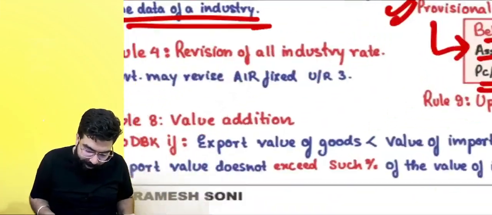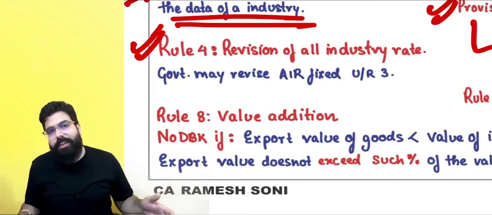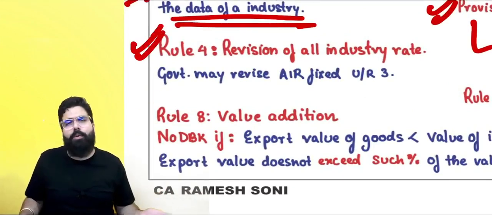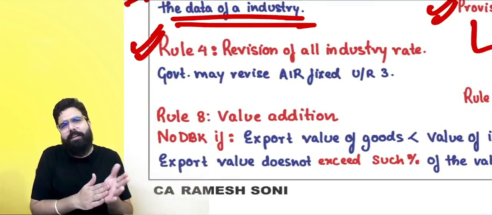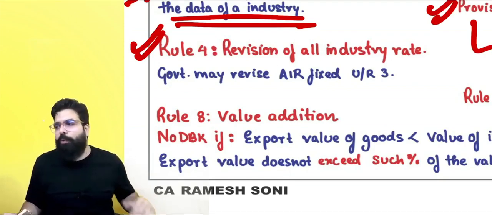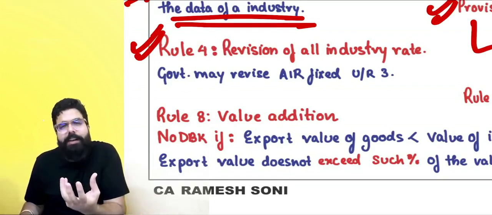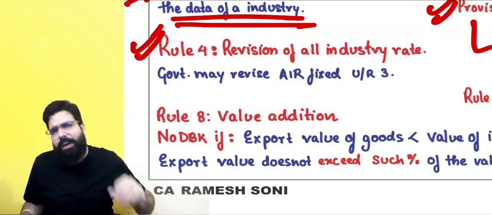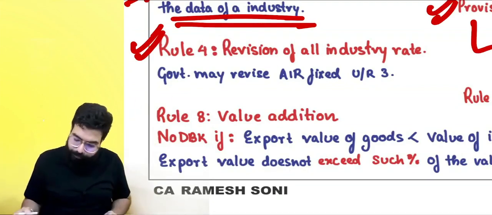Okay, sir, point is clear. Rule number 4, government also has the power to revise the all industry rate which is fixed under rule number 3, basically because of inflation, etc. Whenever they feel that the all industry rate has become old, then they can gather the industry data and fix a new all industry rate.